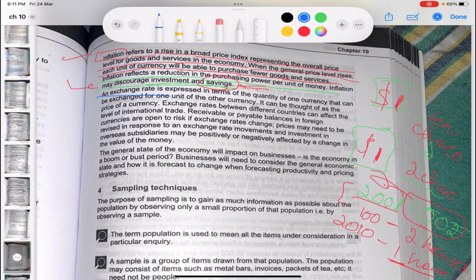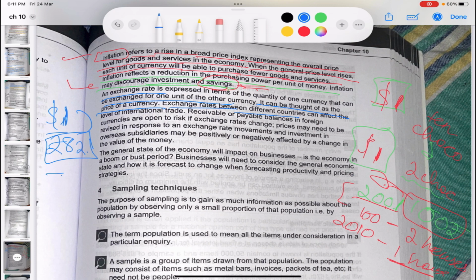Moving on to exchange rate. You know what exchange rate is, right? It is the rate at which you exchange your currency. For example, $1 today is equal to 82 rupees, 82 point something. So if I want to take $1, I need to give them 82 rupees. So that is the exchange rate. For every currency, you have a particular exchange rate. It can be thought of as the price of the currency.